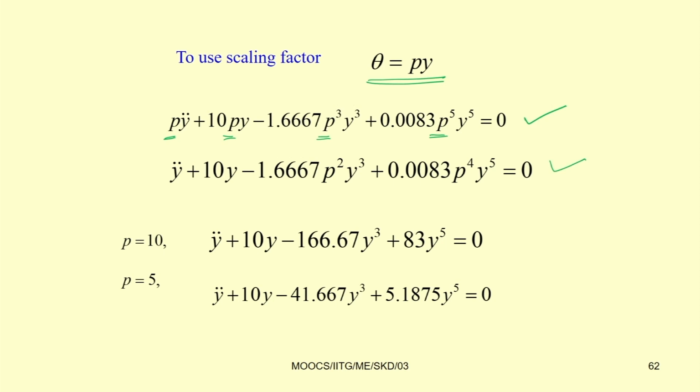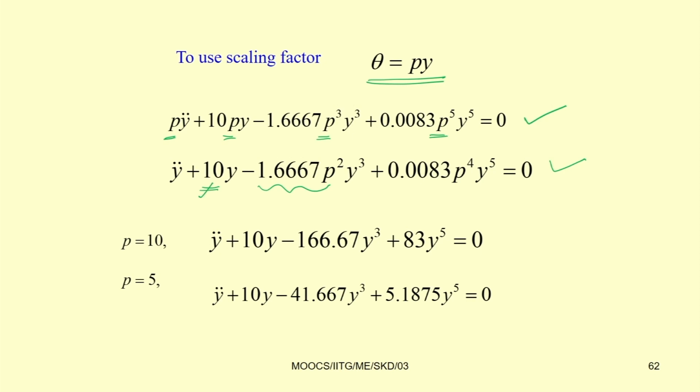So, this is the governing equation now: y double dot plus 10 y minus 1.6667 p square y cubed plus 0.0083 p to the power 4 y to the power 5 equal to 0. Now our objective is to take p in such a way that this will be similar to the number which is the coefficient of y, that is, in this particular case, near to 10.